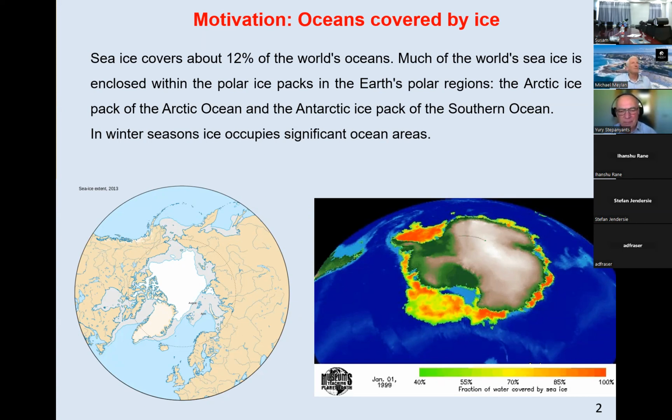Anyway, a very large area of Earth's surface, as you know, is covered by ice.